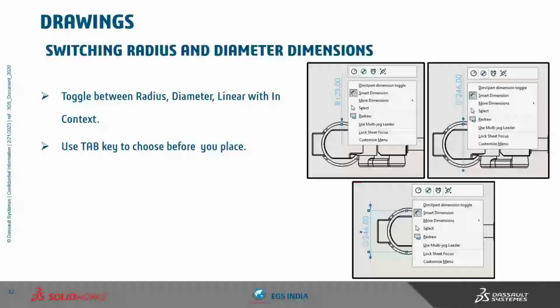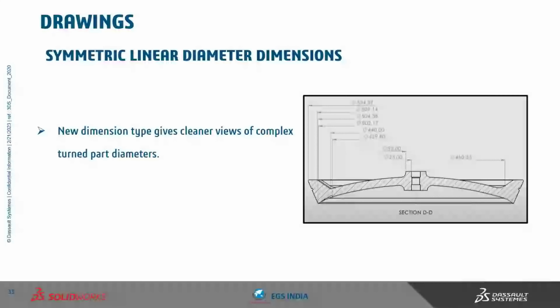Switching radius from dimensions. Now SolidWorks enables the radius dimension, radius to diameter or linear, in context. Symmetric linear diameter dimension. Now SolidWorks enables symmetric linear dimension in a clear view. Now we can select linear dimension in part.